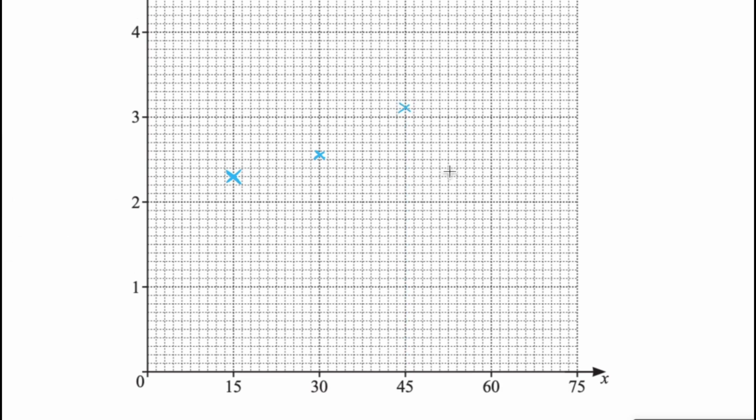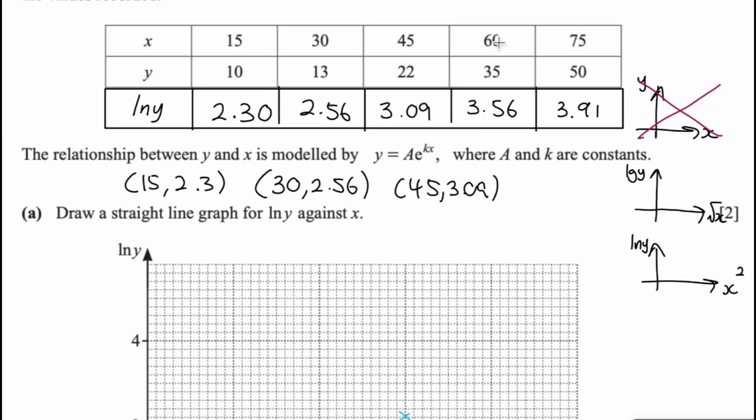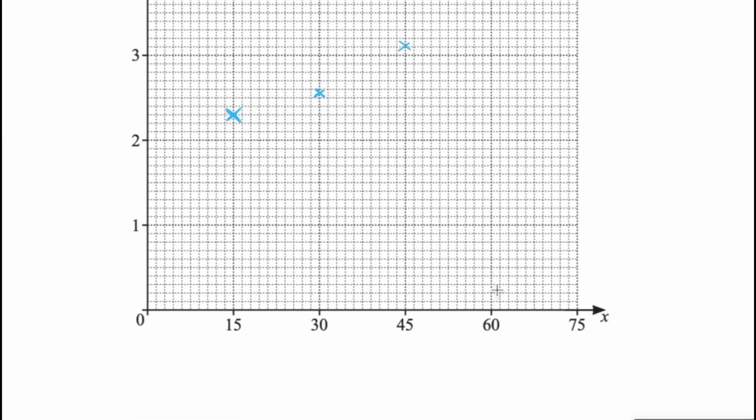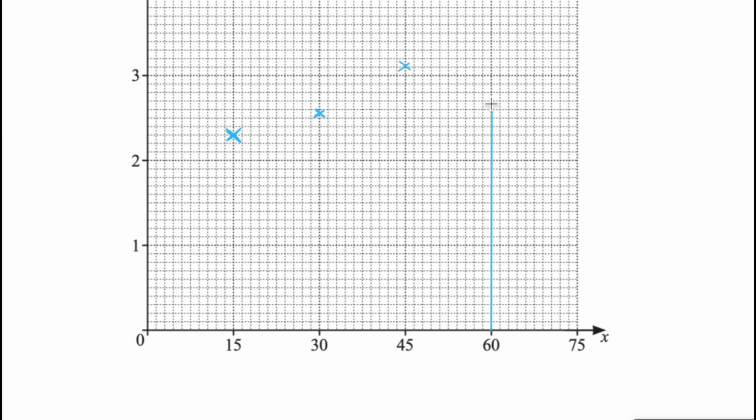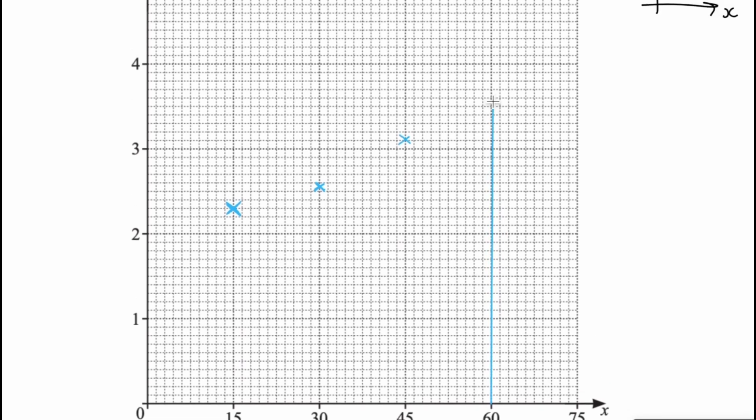And then let's see what else we have here. We have 60, 3.56. Just going to go a bit faster at this point because we are just plotting down these coordinates. So here's 60, 3.1, 2, 3, 4, 5, and it's 3.56. So that's going to be in between, kind of like 3.55. And that's going to be in between 3.5 and 3.6 itself.